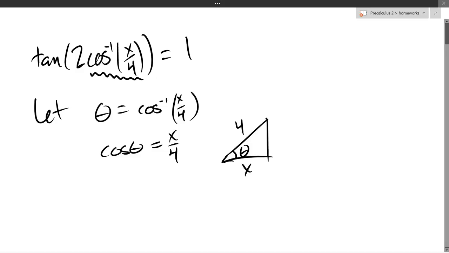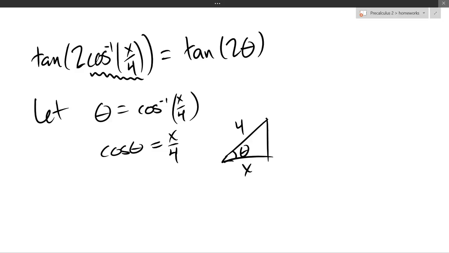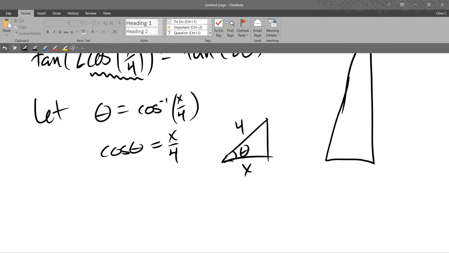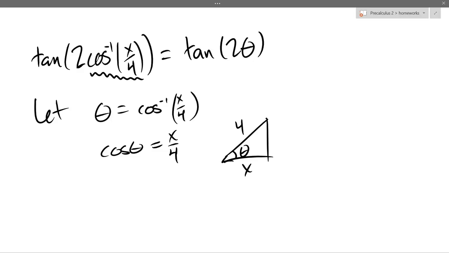Now this is tangent of, that 2 is still there. This is tangent of 2 theta. Unfortunately, if I drew a 2 theta triangle, the angle would double. It would be a completely different triangle, really unrelated to our original triangle. So drawing this triangle is really pretty useless here. Tangent of 2 theta, though, if you look at your cheat sheet, there are some ways around it.